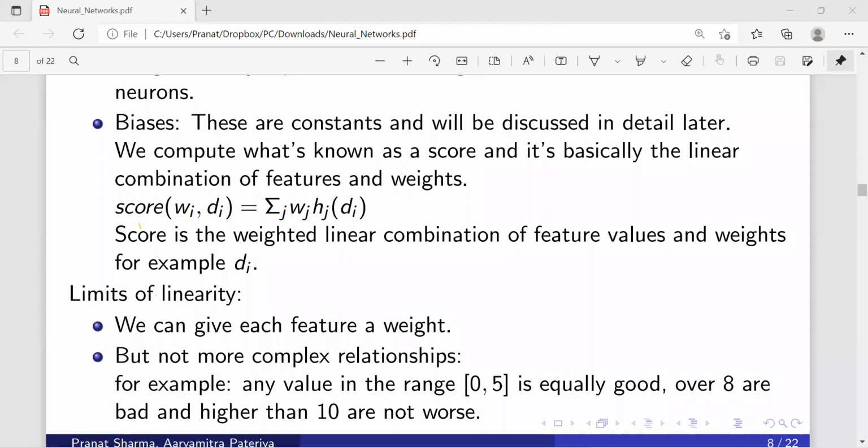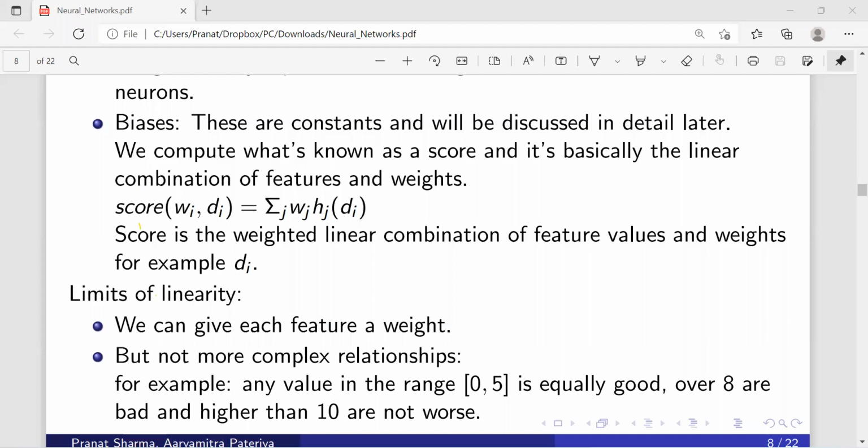But there are, of course, limits to linearity. The biggest drawback is we cannot define complex relationships. So let's say we have a complex relation, like any value in the closed interval 0 to 5 is good, over 8 is bad, and over 10 is worse. In our previous model, if we get a value between 0 to 5, it is considered good, if it is over 8, it is bad, and higher than 10, it is worse. So we cannot define complex relationships using linear models.